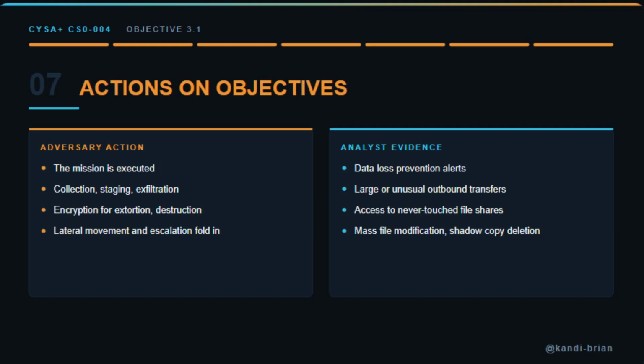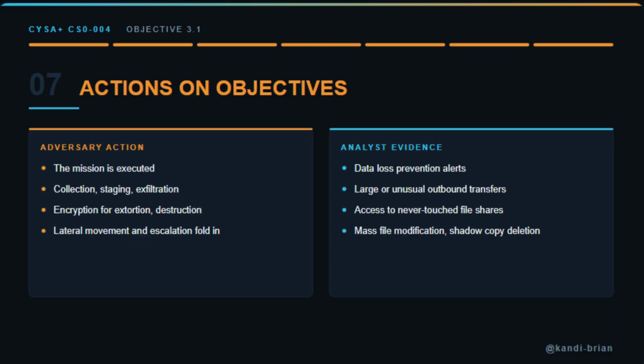And Phase 7, Actions on Objectives. This is the phase where the adversary finally does the thing they came to do. Everything before this was setting up to do this. What that looks like depends entirely on the mission.